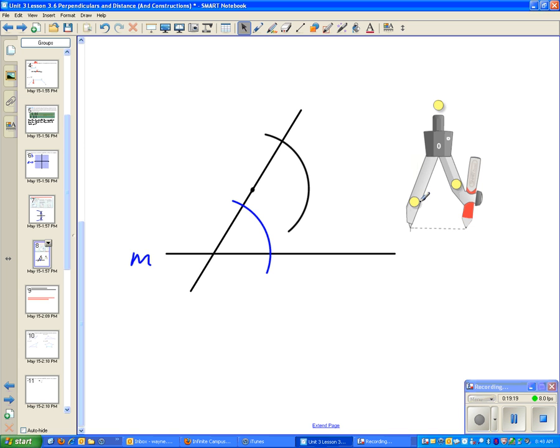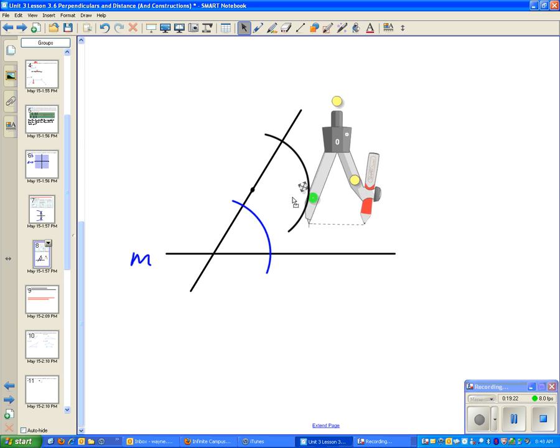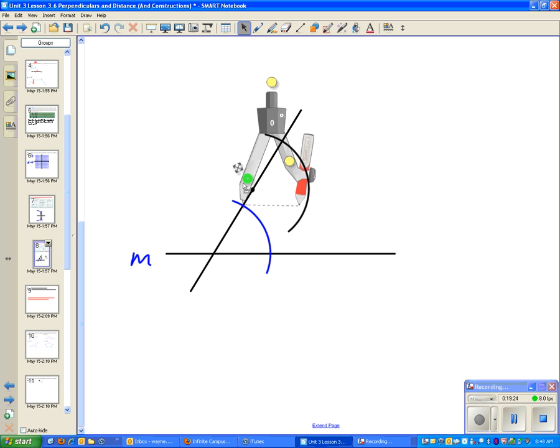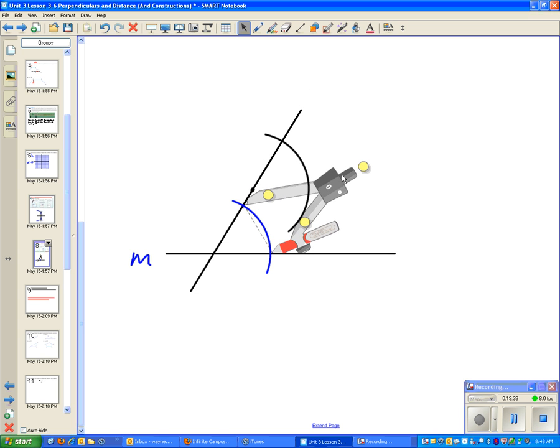Now, I'm going to put my compass point here where my first arc crosses the transversal, and I'm going to measure the distance. Oh, wow, that's a coincidence. Put the compass point where the arc crosses the transversal, put the compass pencil where the arc crosses line M. Mine just turned out not to have to move, but that's coincidence. I didn't mean for that to happen. You with me? Make a little arc right there.